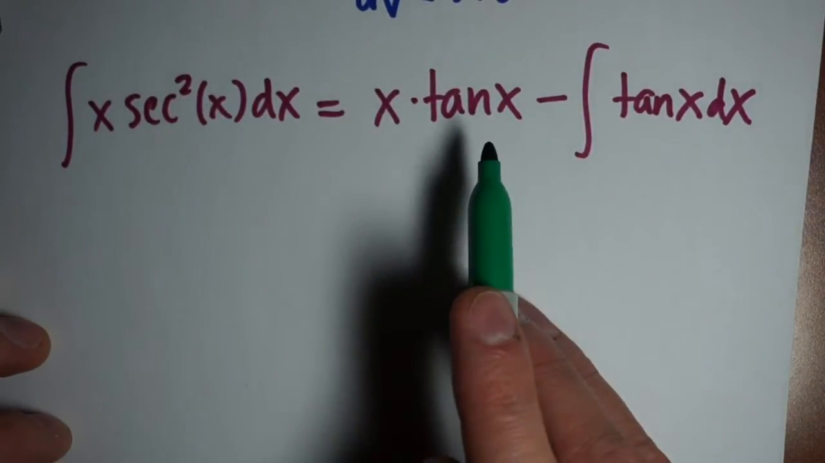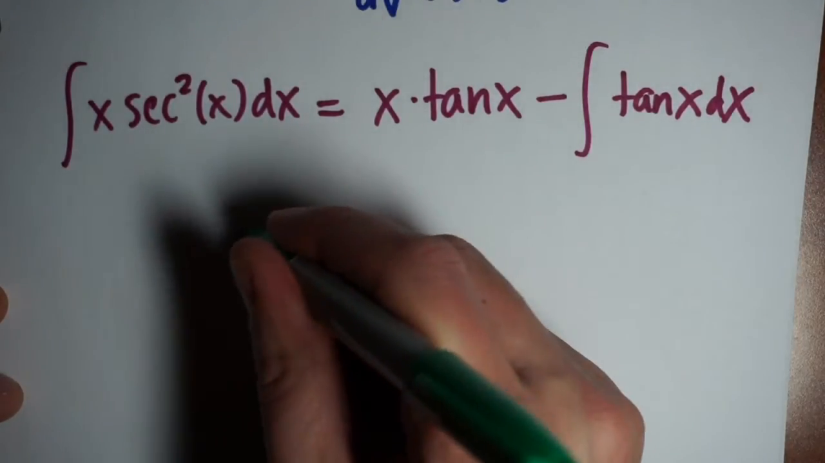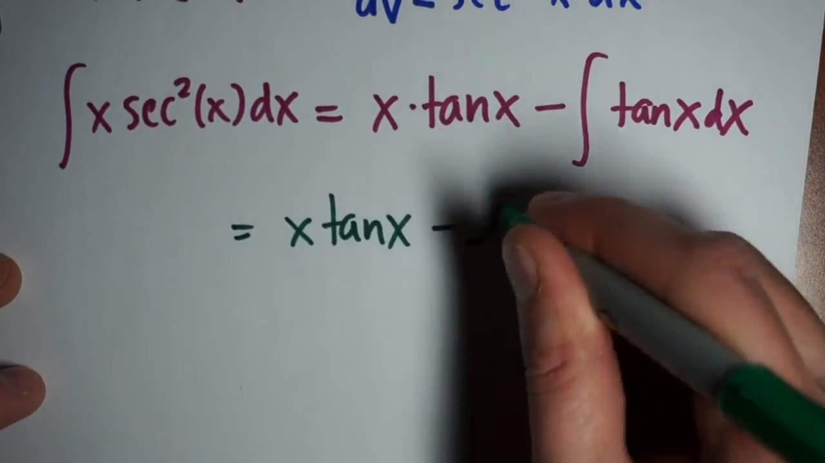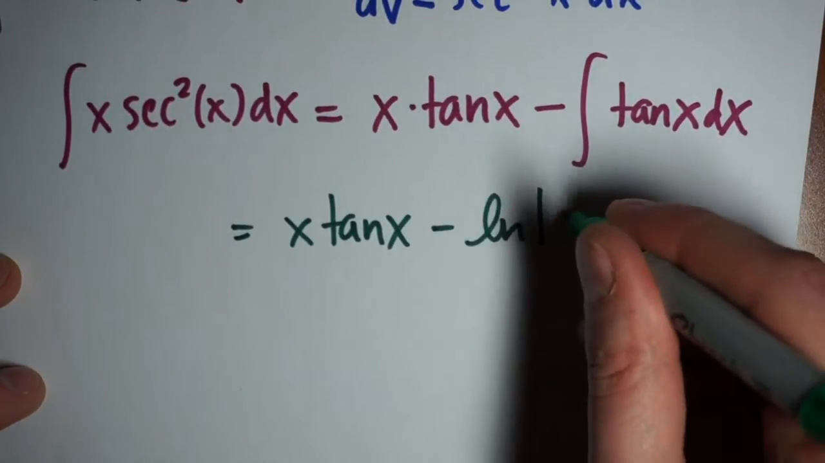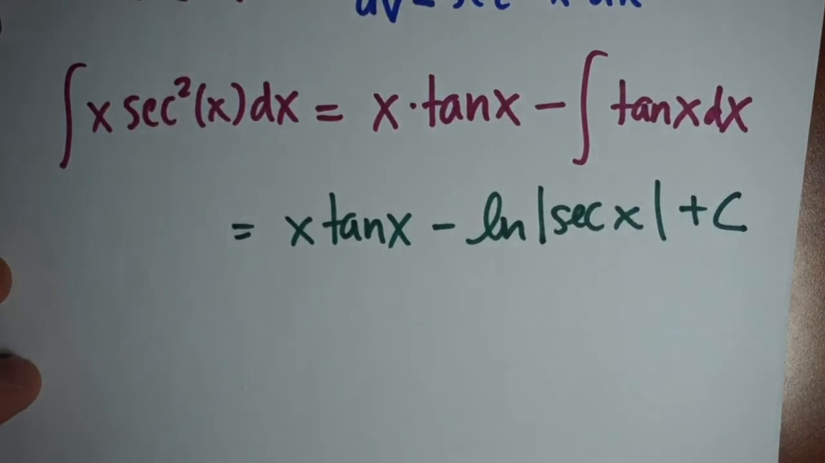All I have to do now, because this first part of the function is already integrated, is integrate the tangent of x. And this is something that you can either remember or you can look up. But we end up with x tangent of x minus the natural log of the absolute value of the secant of x plus a constant c.